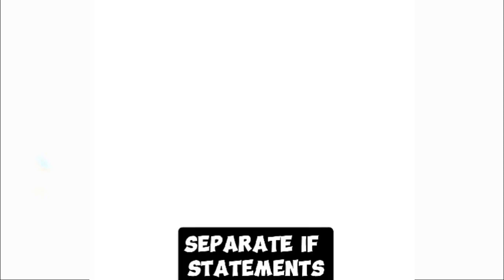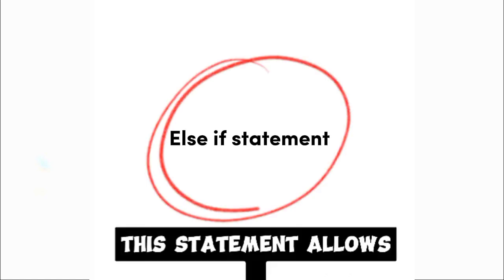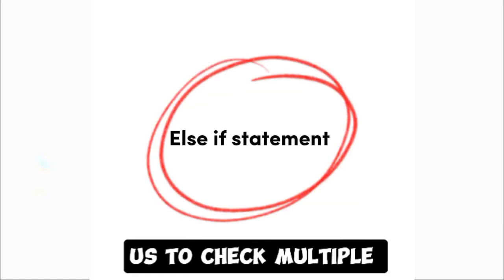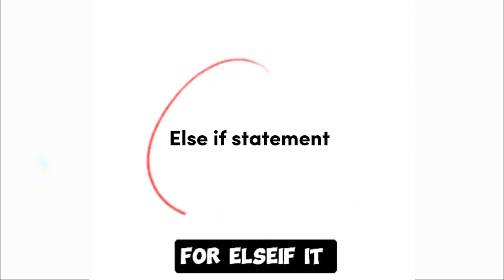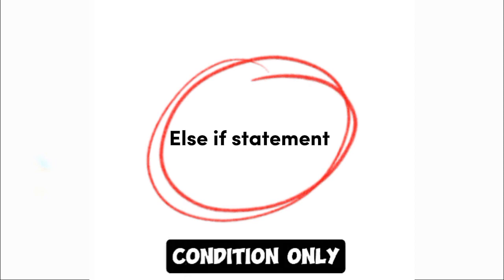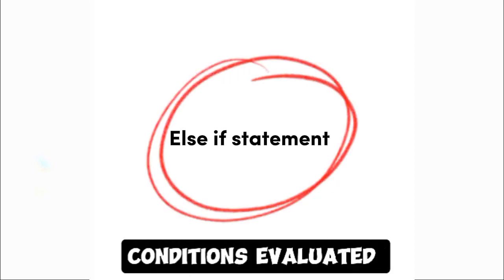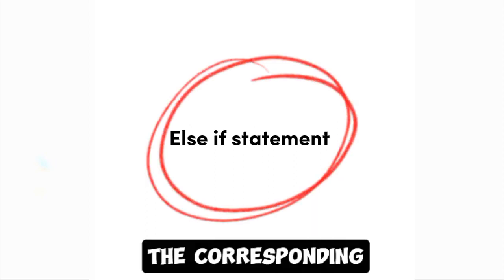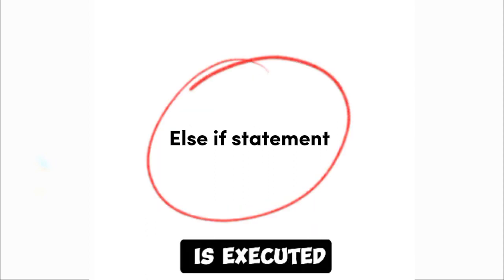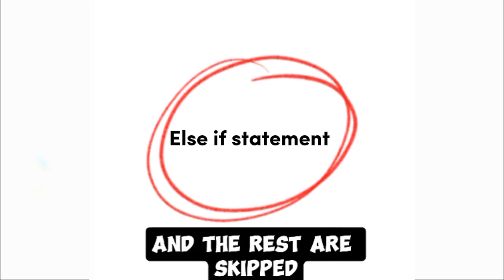Instead of using separate if statements for each condition, we use the elif statement. This statement allows us to check multiple conditions sequentially. Elif stands for else if. It checks the condition only if all preceding conditions evaluated to false. If the condition is true, the corresponding block of code is executed, and the rest are skipped.